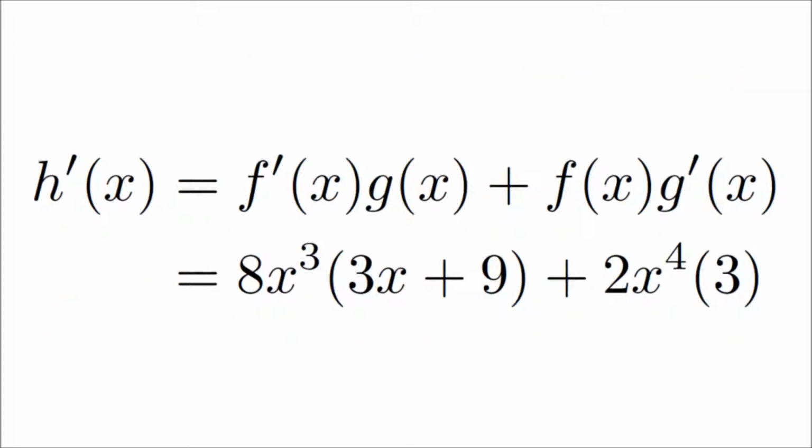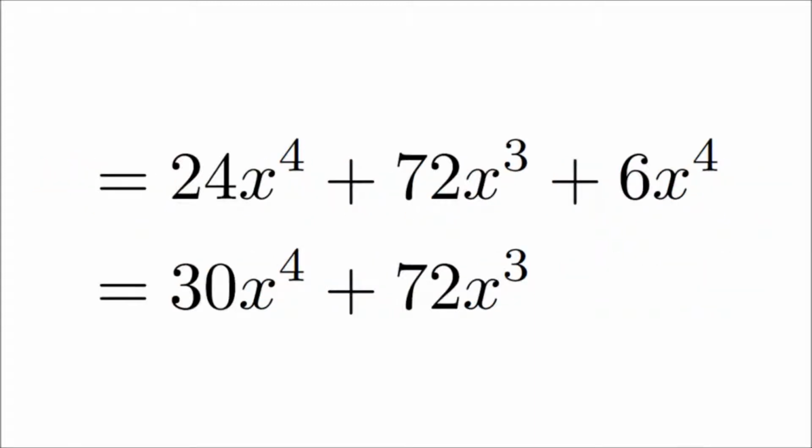Then by the product rule, h prime of x equals 8x cubed times 3x plus 9 plus 2x to the fourth times 3. Distributing this and grouping the like terms gives us 30x to the fourth plus 72x cubed.